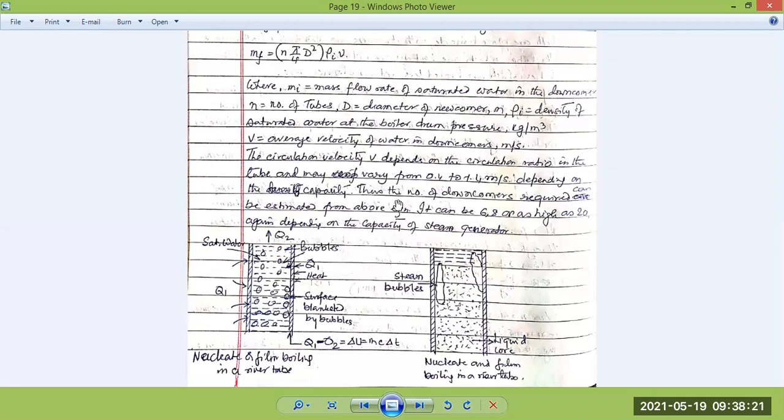Now, the number of downcomers required can be estimated from the above equation. It can be 6.5, or as high as 20. So if you have to estimate the number n, the number of downcomer tubes, it can be 6 to 8, or as high as 20 even, again depending on the capacity of the steam generator.